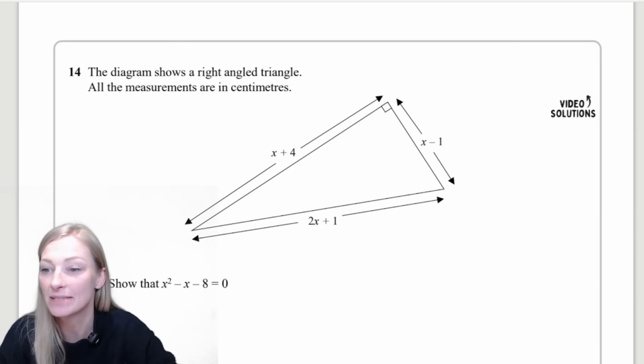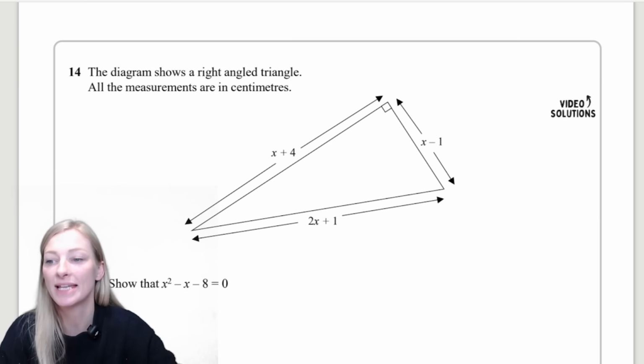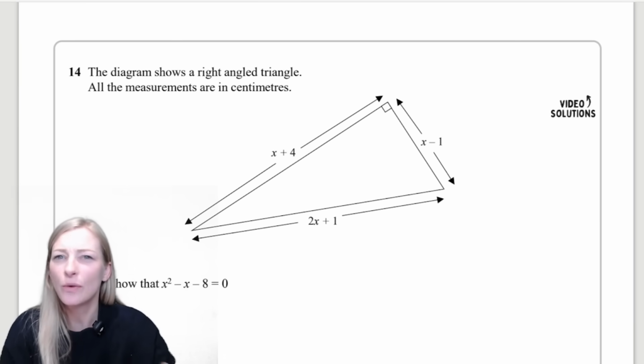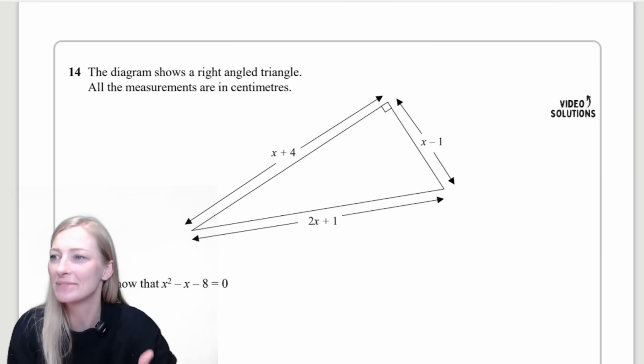Question number 14, the diagram shows a right-angled triangle. All the measurements are in centimetres. Show that x squared minus x minus 8 equals 0. And in questions like this, the equation just feels like it kind of comes out of nowhere.